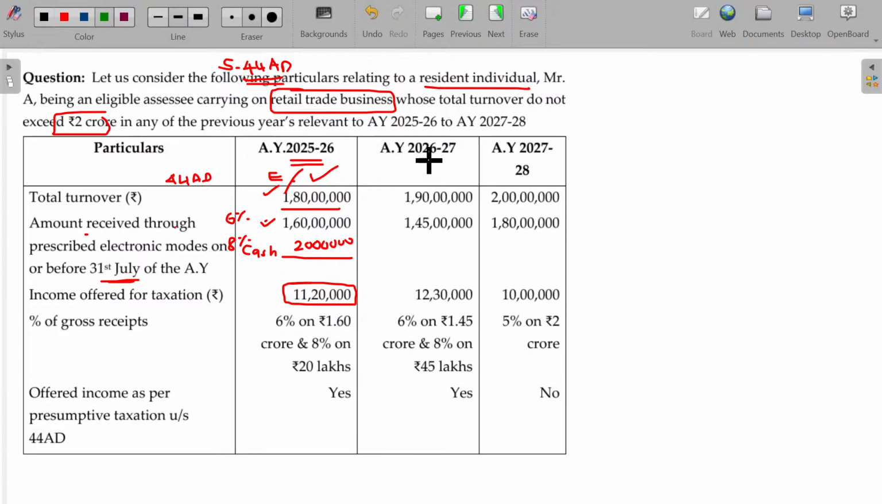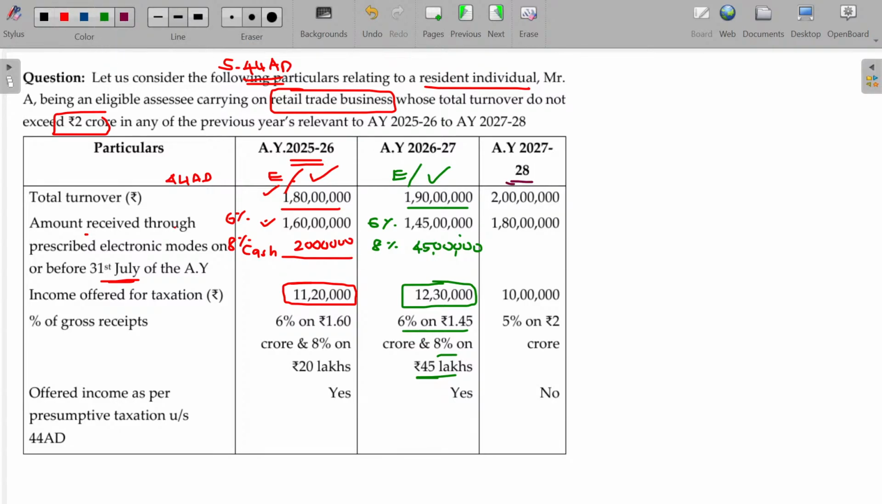For the assessment year 26-27, total 1 crore 90 lakhs, of which 1.45 crores is in the form of account. Balance how much? Another 45 lakhs in the form of cash. Then for this 6% will be taken, for this 8% will be taken. So they have calculated the same way. 6% on 1.45 crores, 8% on 45 lakhs. This value is 12 lakhs 30,000. Is he eligible under section 44AD? Yes, sir. Has he chosen that one? Yes, sir. So he is eligible and he has chosen 44AD. No problem.